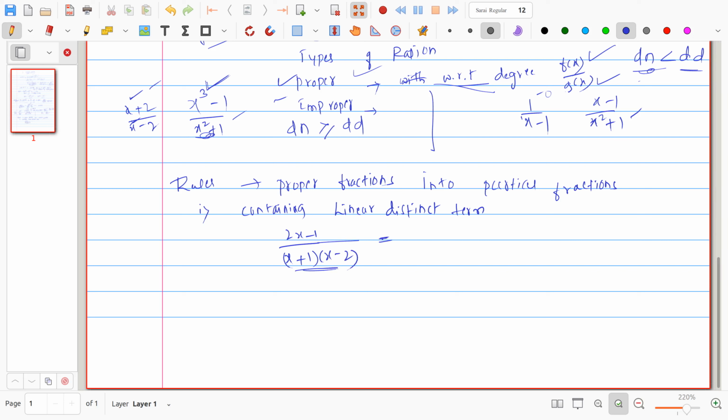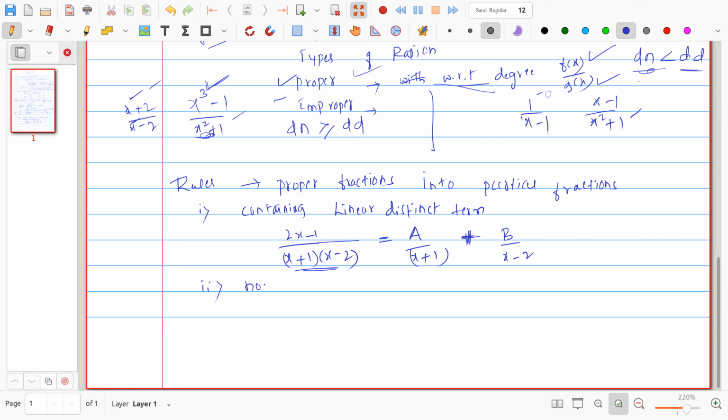A divided by x plus 1 plus, we always take plus here. When we are resolving into partial fractions, whatever number of terms we take, they will always be joined by plus. B divided by x minus 2. Suppose if c is there, then plus again. So this is a linear distinct term.